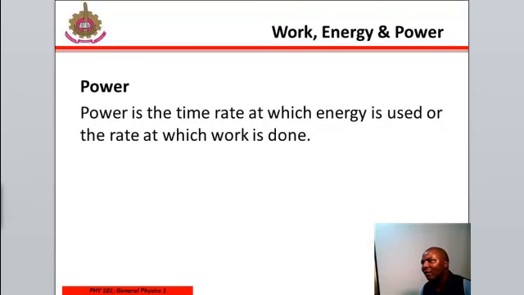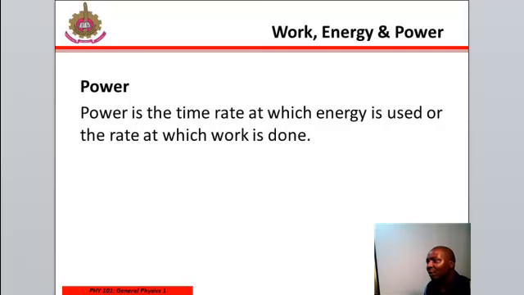Power. Power is the time rate at which energy is used, or the rate at which work is done. It can easily be calculated by dividing work done by time or multiplying force by velocity in a mechanical process. By derivation, the unit of power will be joule per second.